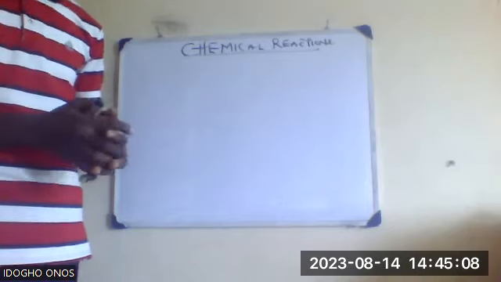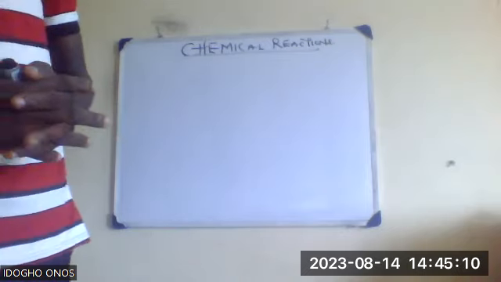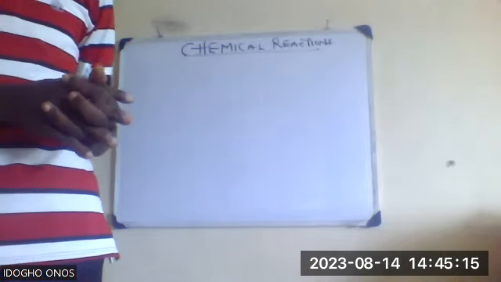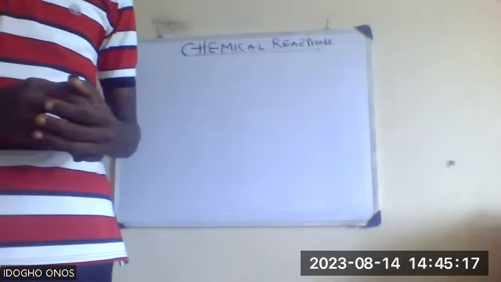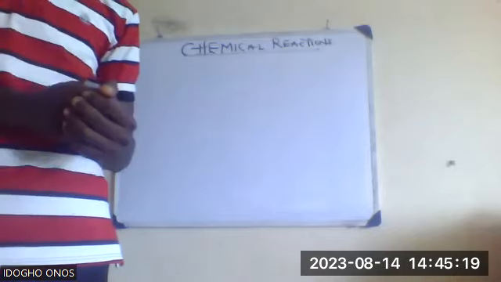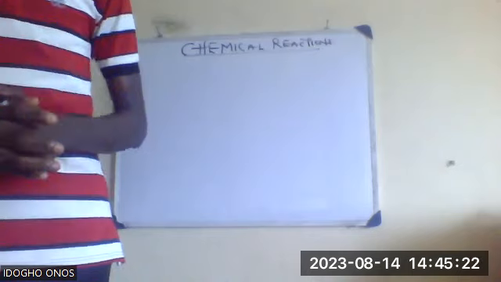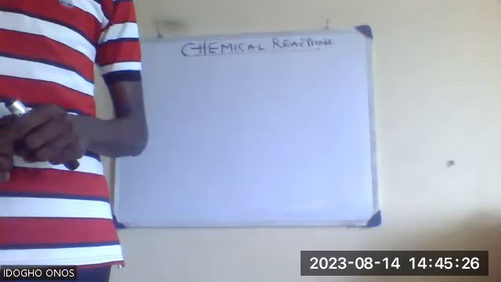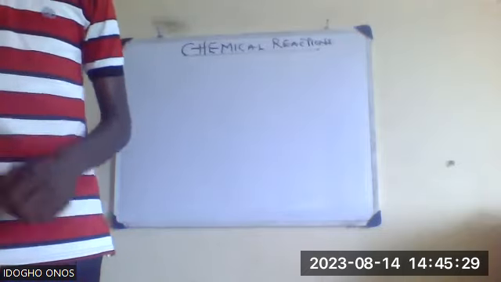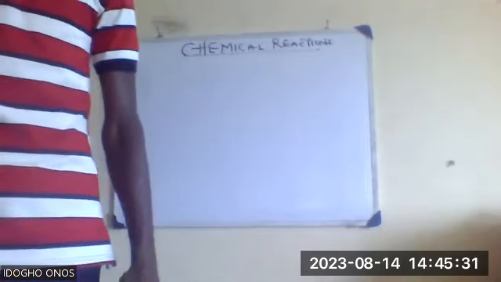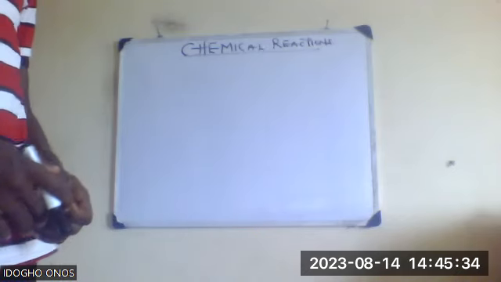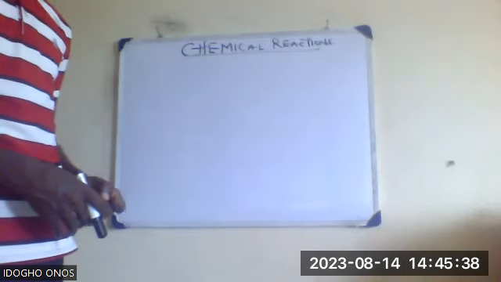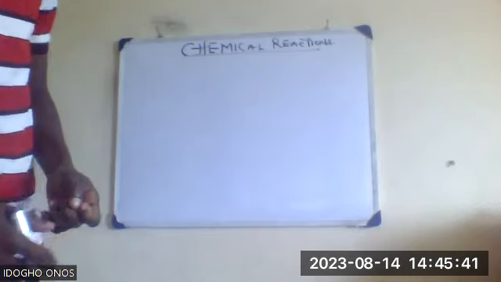A chemical equation is a shorthand method of using chemical formula to present a chemical or physical change. Did you get that now? Yes, yes, sir. Thank you.